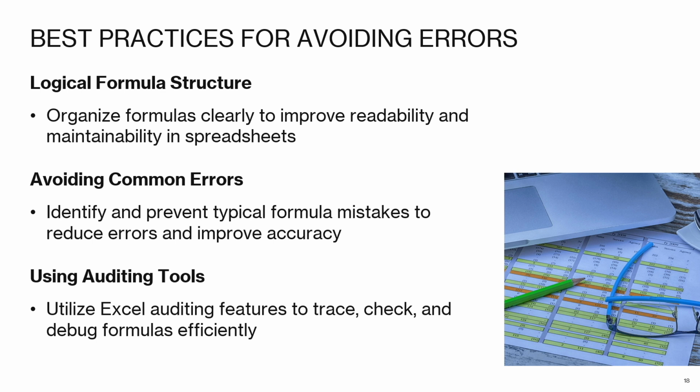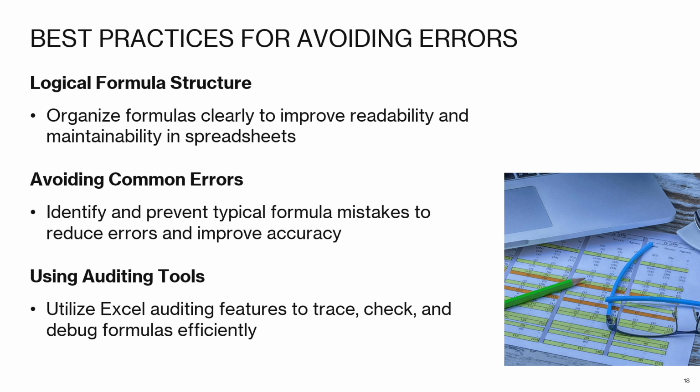So if you follow those guidelines and the guidance, then your chances of having an error usually will be reduced. You still may run into errors, but starting off with the right structure will at least help you improve your chances of avoiding errors. As it says, there are some common errors you can avoid. The divide by zero error is one of those. So it says identify and prevent typical formula mistakes to reduce errors and improve accuracy.